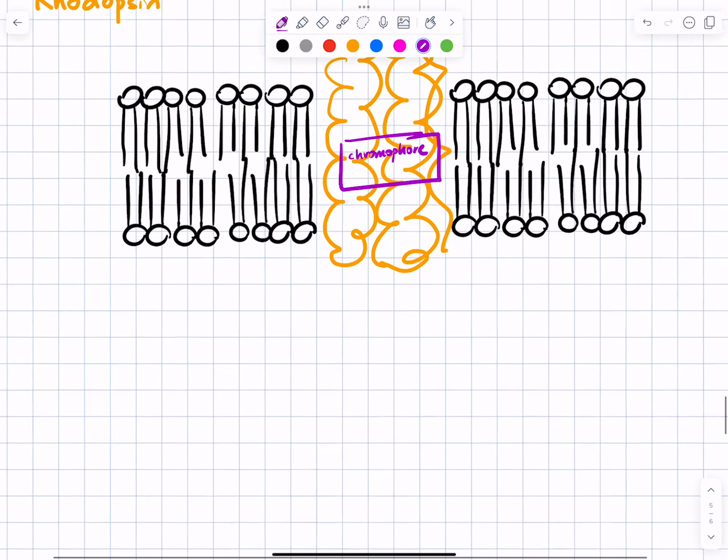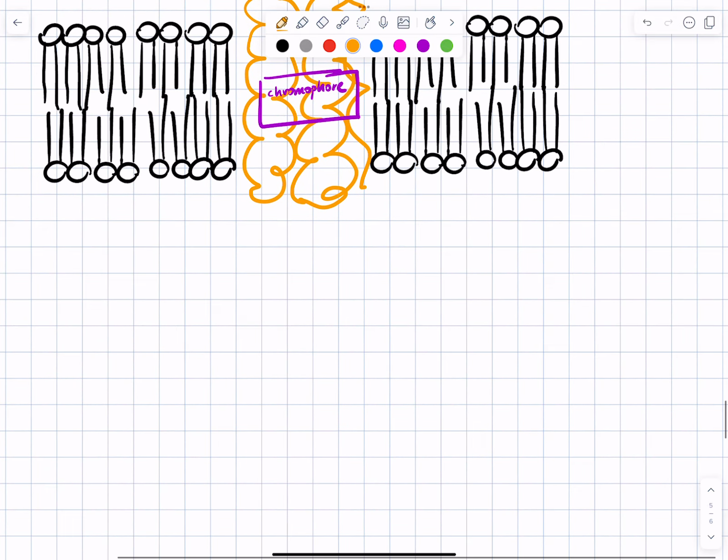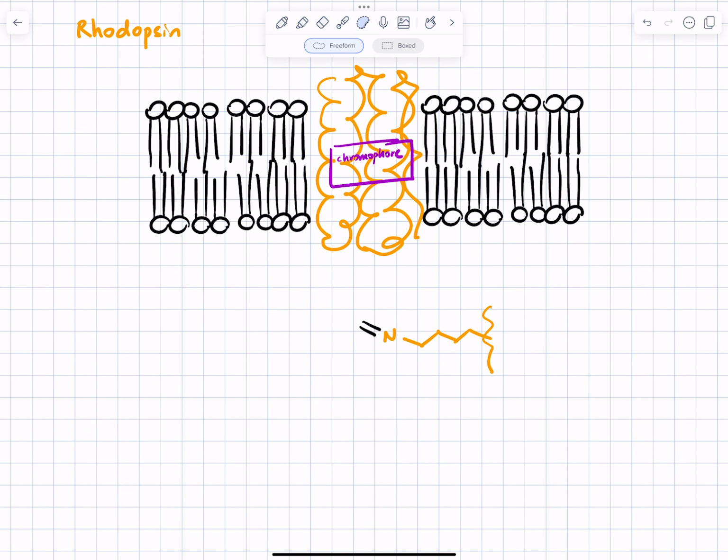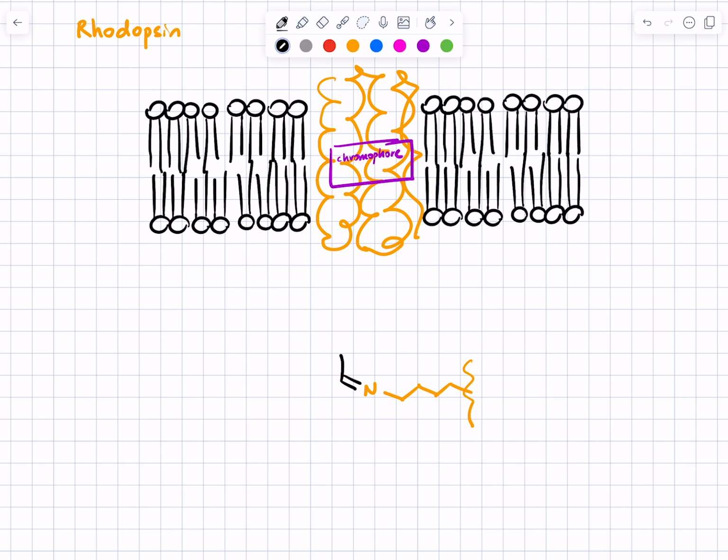Now, what is that chromophore? It turns out, here is the rest of the rhodopsin protein. Again, it's going to be a lysine side chain, an amino group, that's formed an imine with an aldehyde. And that aldehyde happens to be a highly conjugated molecule, which I'm going to draw here.